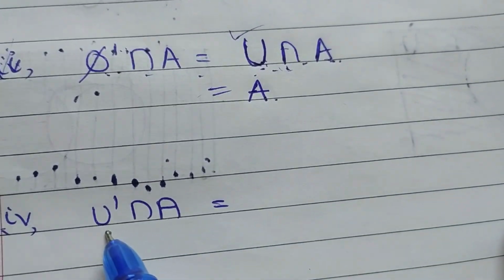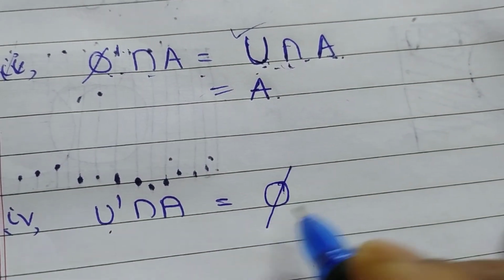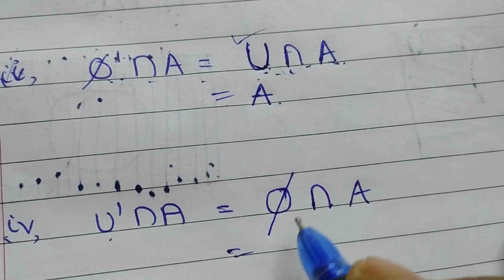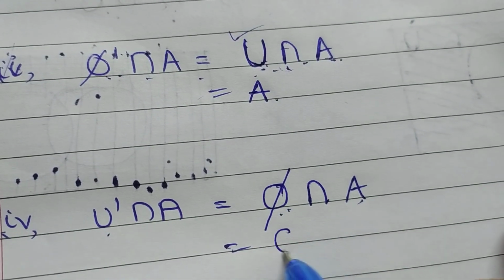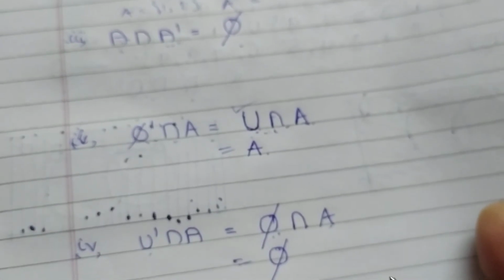Now, U complement, the universal set complement, means it is a null set. Intersection A. The null set is the smallest set. If I do the intersection with any set, I am going to get the null set itself. So this is the end of this exercise.